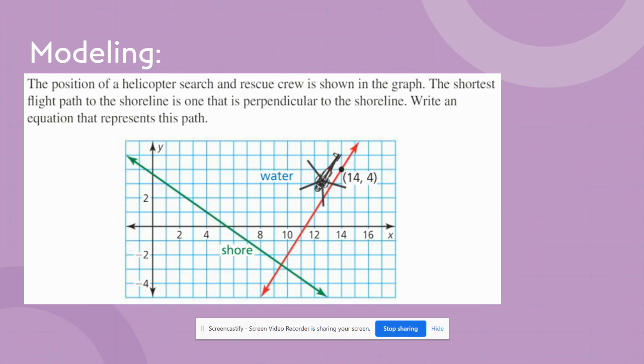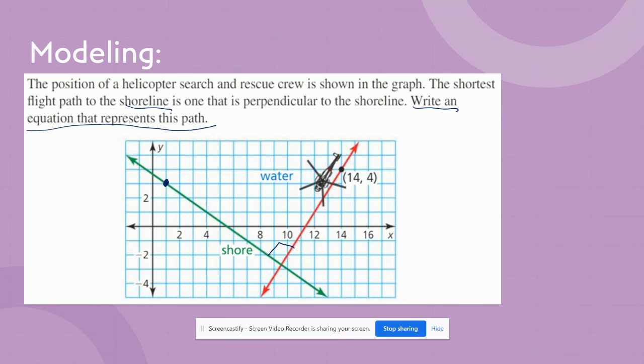So we have a helicopter that we want to have land, and the shortest flight path for it to land on the shoreline is one that's perpendicular. So we want to make sure that it travels at a 90-degree angle from the shore. Well, write an equation that represents the shoreline. Okay. Well, we need to start there.